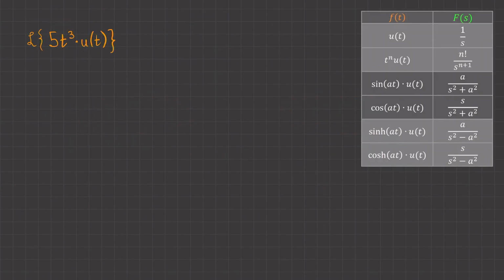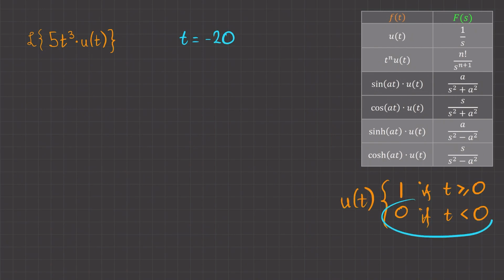Let's apply that to an expression. We have 5t cubed multiplied by u of t. Technically speaking, u of t was always there. I just ignored it. If we want to look back in time, say at minus 20 seconds, then our unit step function states that, well, u of t must then equal 0. And if u of t equals 0, and that's been multiplied by the entire expression, it doesn't matter what we do with the Laplace transform, because it's all going to equal 0 either way. So f of t will become 0, and the function of s will also be 0.